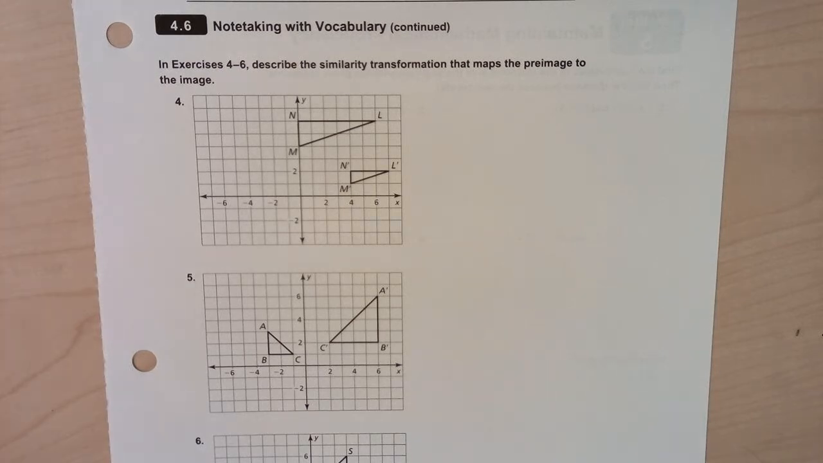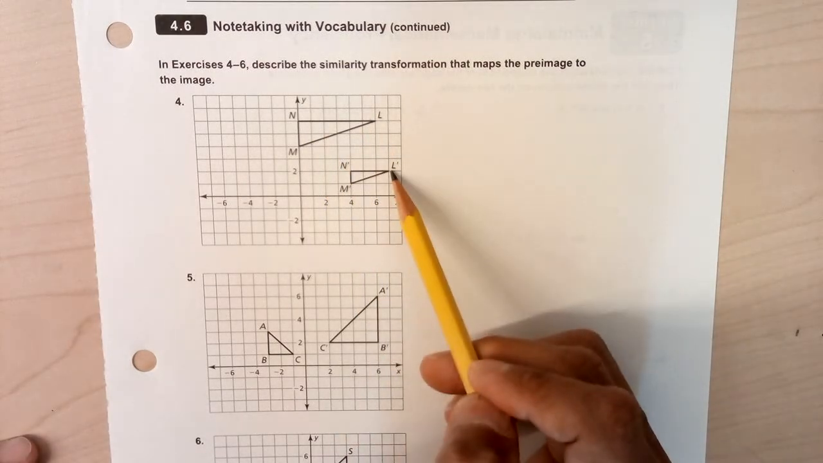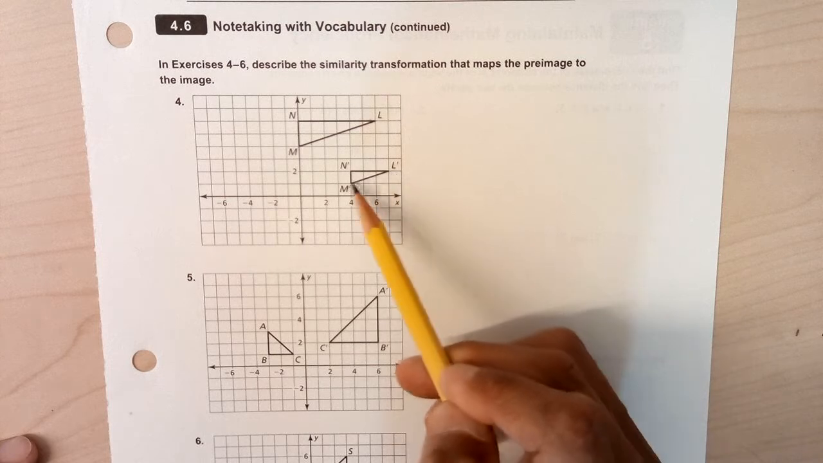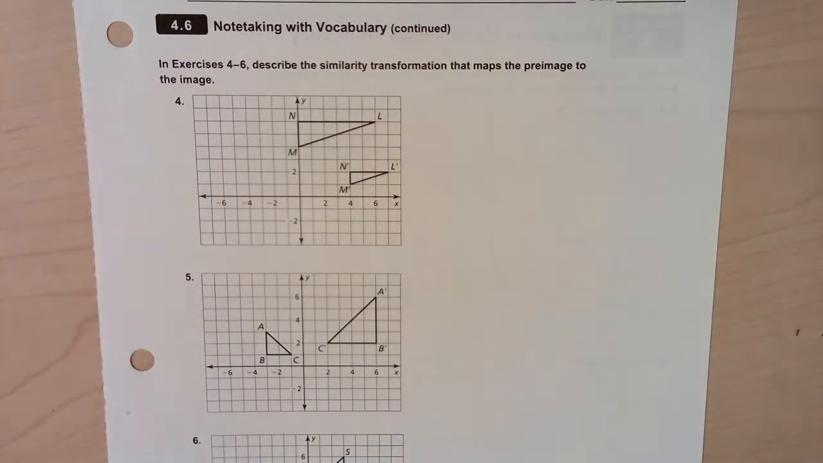Now let's look at working backwards here, being given the graph and then trying to figure out a composition of transformations that maps a pre-image to the image. For example, on number 4, here's your pre-image, triangle LMN, and then here's the image, triangle L prime, M prime, N prime. And you want to figure out a similarity transformation. Since it's a similarity transformation, here's one thing that you should know for sure. It has to include a dilation.